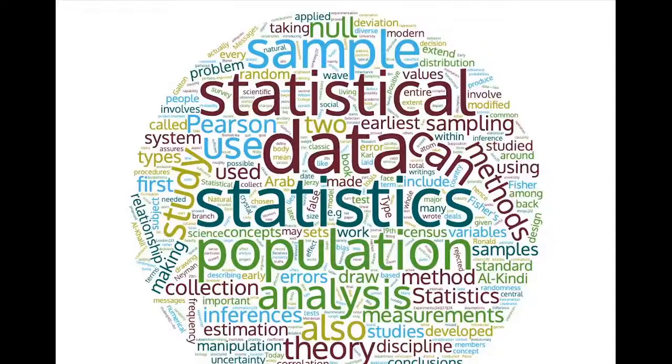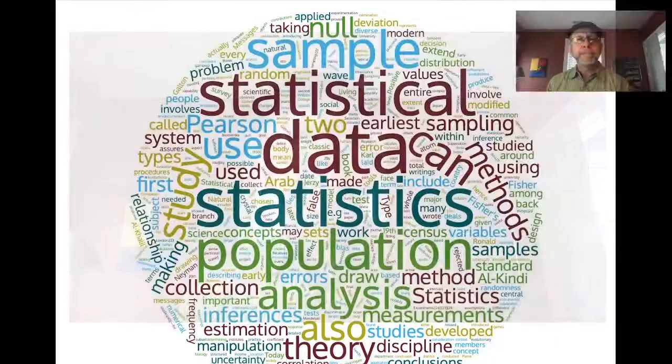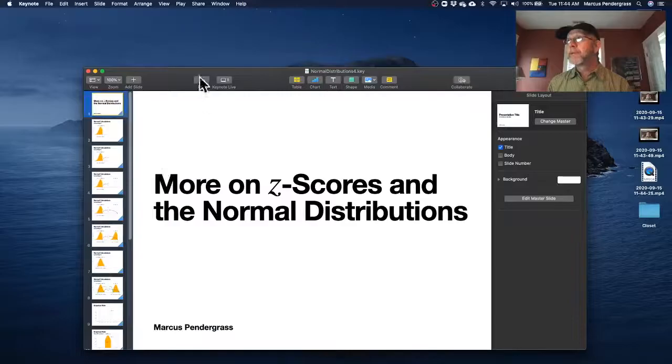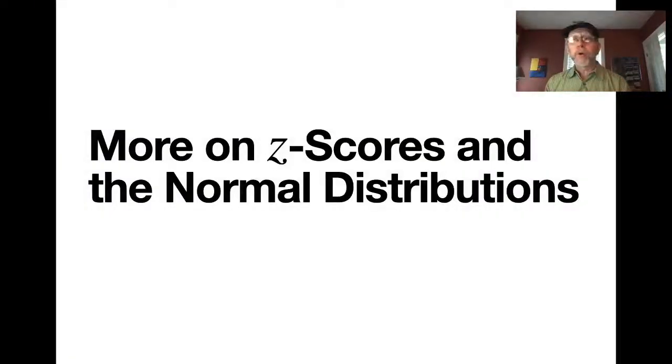Welcome back to statistics. We've seen how z-scores are closely related to the proportions and areas under the normal curve that you calculate when dealing with the normal distribution. Now we'd like to explore that connection in a little more detail. So more on z-scores and normal distributions.